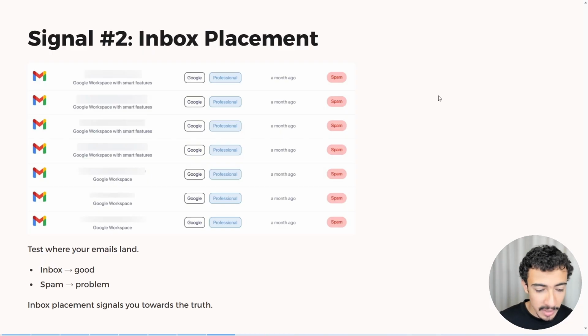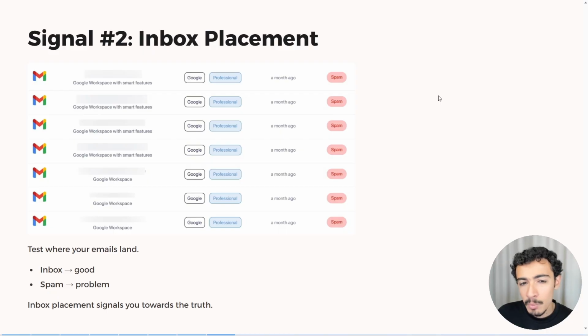The automated way is basically tools like instantly.ai and smartly.ai have placement tests where they can automatically see whether or not you're landing in the inbox. So they will send emails on your behalf to random email accounts. And if you're landing in the inbox, it'll give you a score, like a percentage or out of 10 or something.